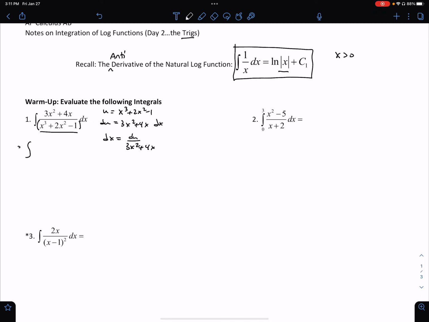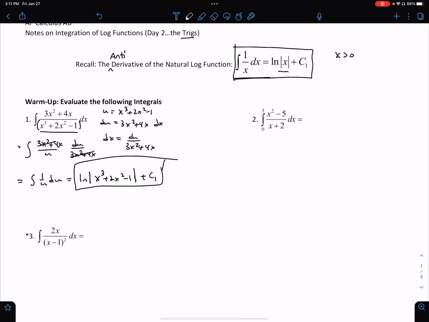And I am just going to replace everything. We get 3x squared plus 4x over u and du over 3x squared plus 4x. Nicely, these cancel out, which is what they should. And by now we should recognize that this is our 1 over u, which is what we want. And that's our new rule. That's our natural log. So this becomes a natural log. Just don't forget your absolute value. X cubed plus 2x squared minus 1. And don't forget your constant of integration. Again, please remember your absolute values.